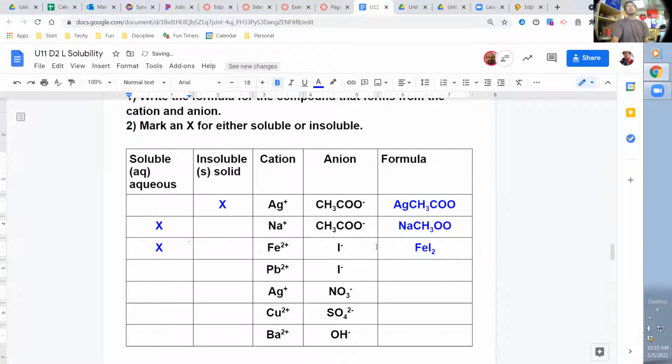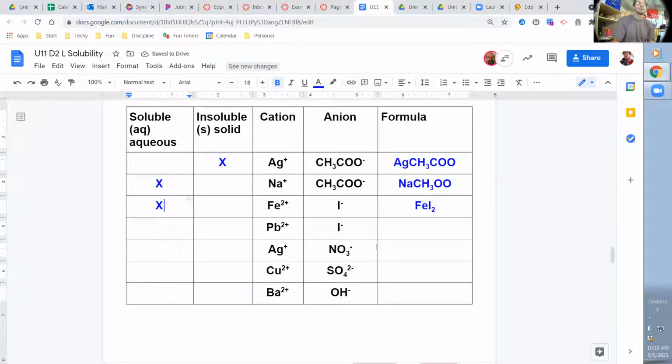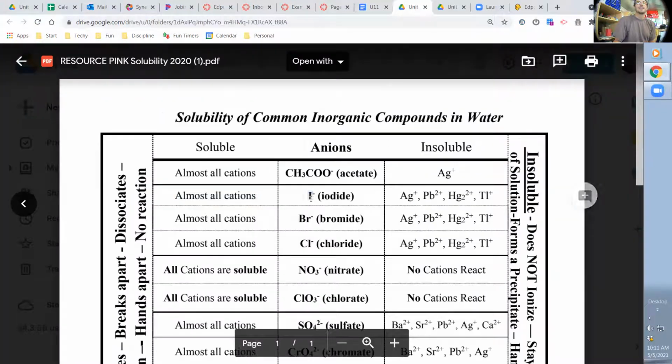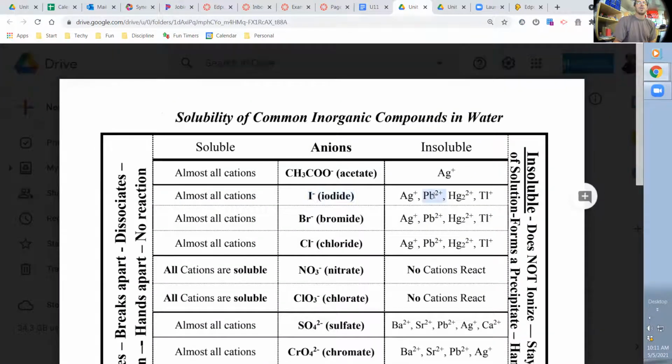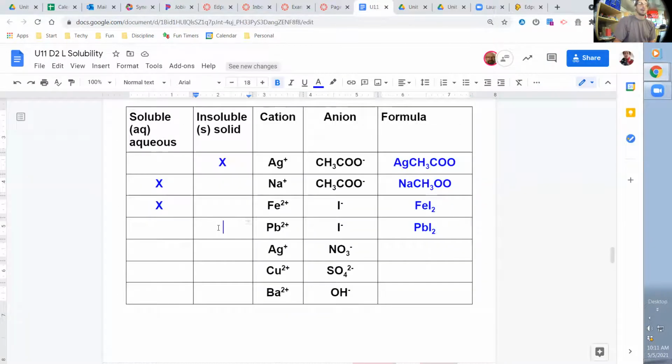Go ahead and try to answer these next ones on your own, but I'm about to give you the answers, so pause the video if you need. Let's work a little bit faster. Lead iodide. This is the formula for lead iodide. Is it soluble or insoluble? Let's check the chart. Iodide says that if it's bonded with lead, Pb, that means it's insoluble. So we're going to go ahead and mark the X on insoluble.